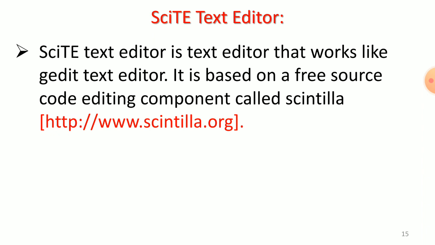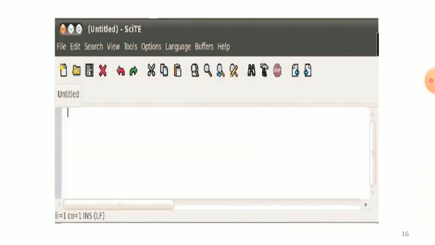This is the interface of the SCITE text editor. First is the title bar, second is the menu bar, third is the standard toolbar, and then the white area is the work area.